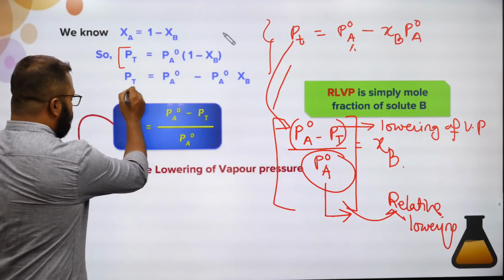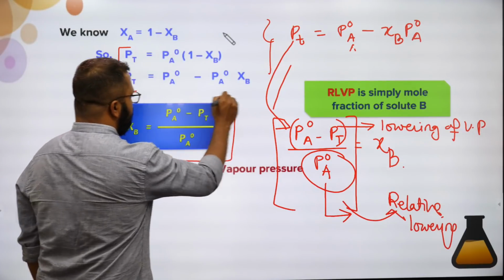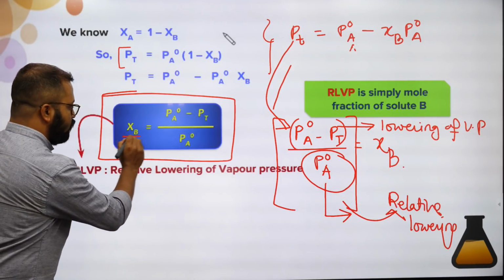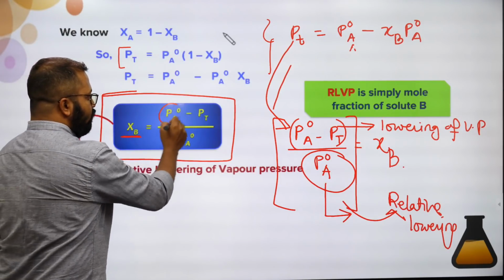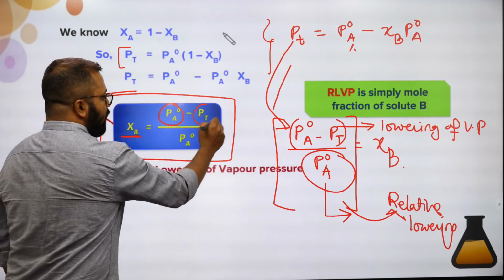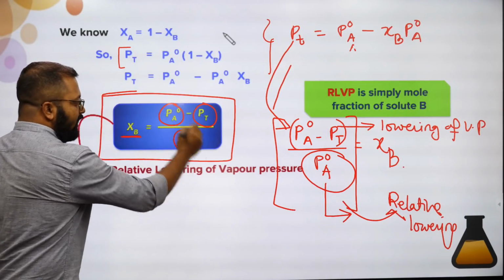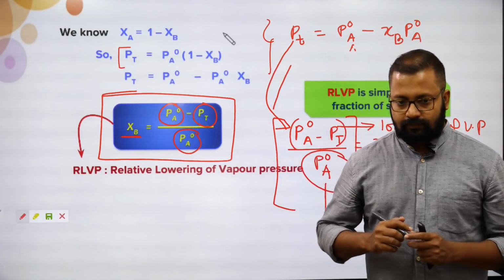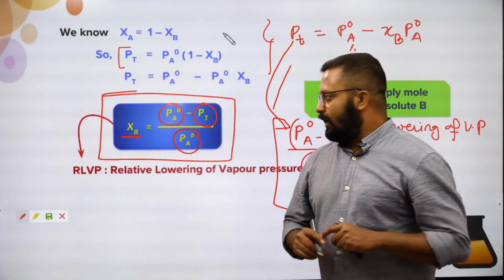So our equation will be this: mole fraction of solute is equal to vapor pressure of solvent minus that of solution divided by vapor pressure of pure solvent. Okay, clear?